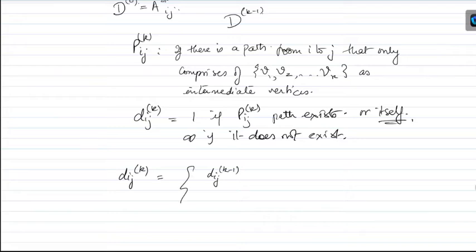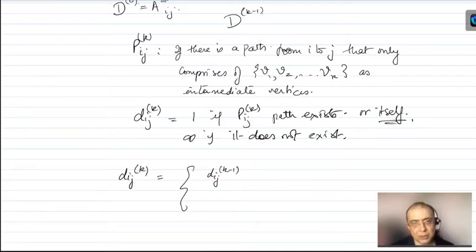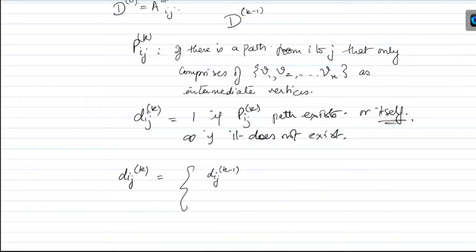Okay. And now if vk is in the path, then you can break the path into 2 parts, one from i to k and the other from k to j, as before. So there will be a path from i to k comprising only of vertices coming from the set v1 through vk minus 1. And similarly, there will be a path from vk to vj comprising of vertices coming from the set v1 through vk minus 1. What do I need to do? I just need to check if there is a path dik comprising of these vertices, and there is a path dkj comprising of those vertices.